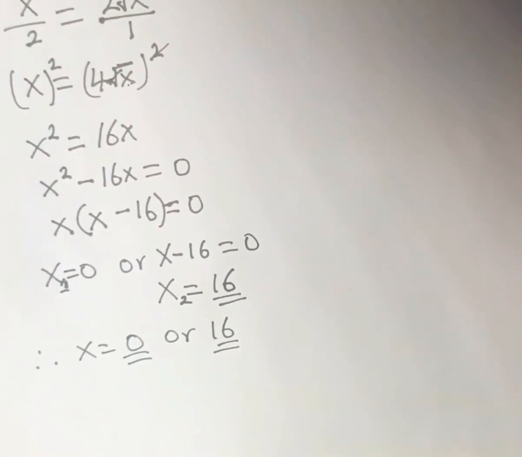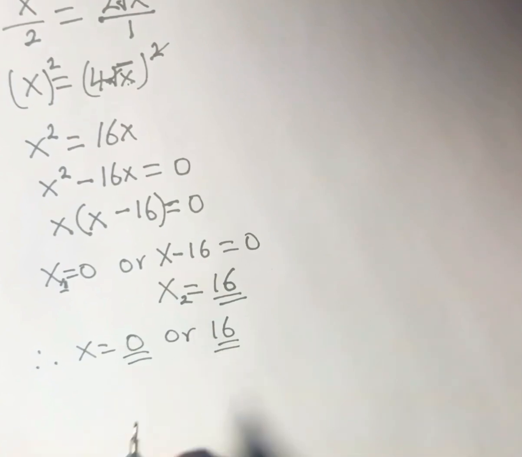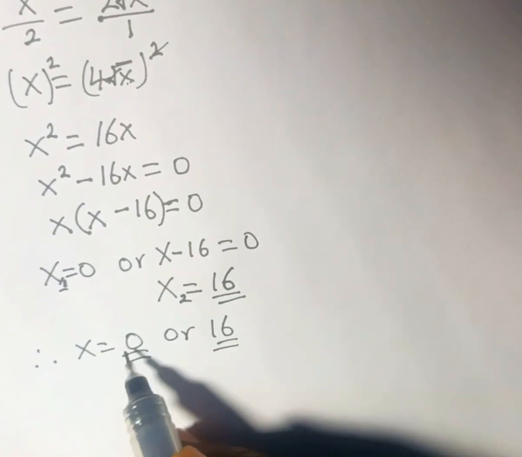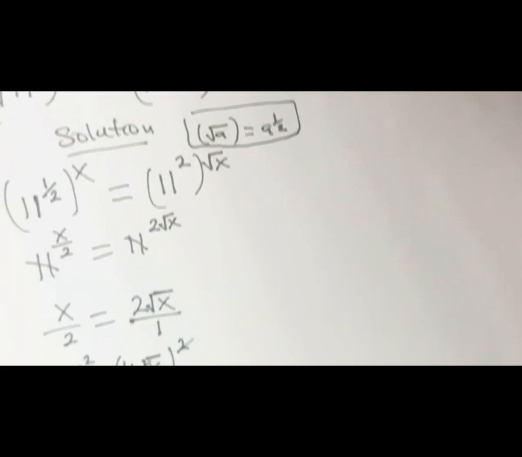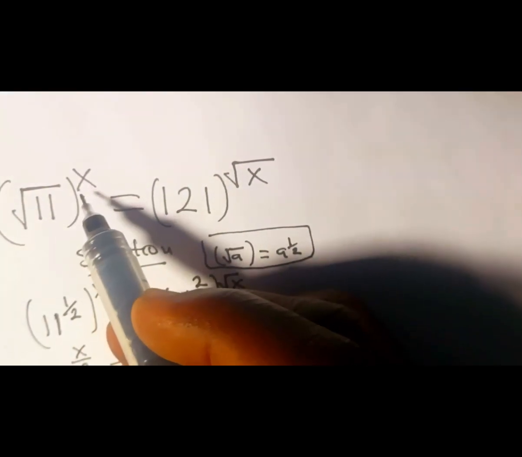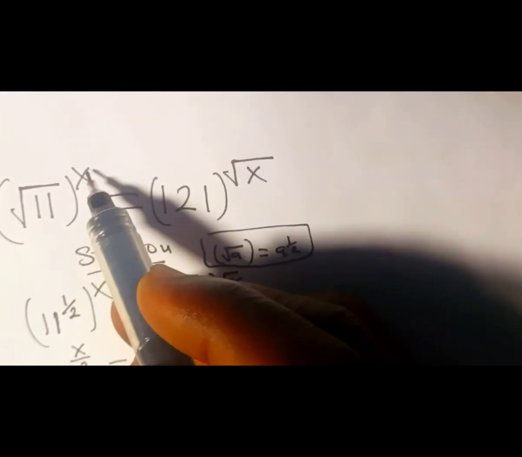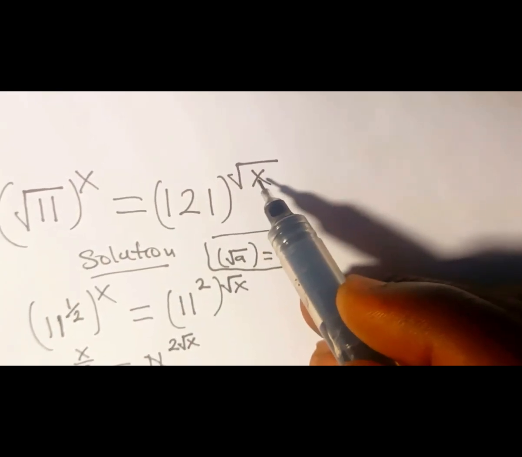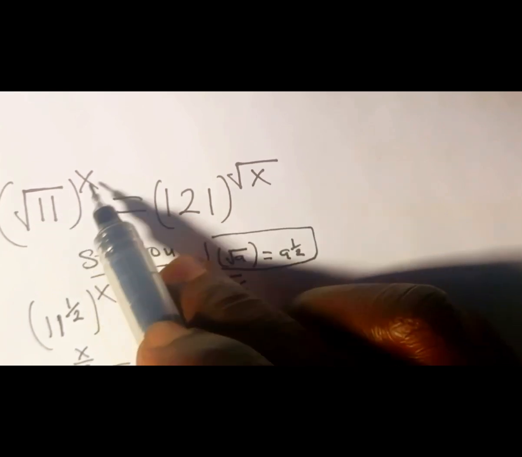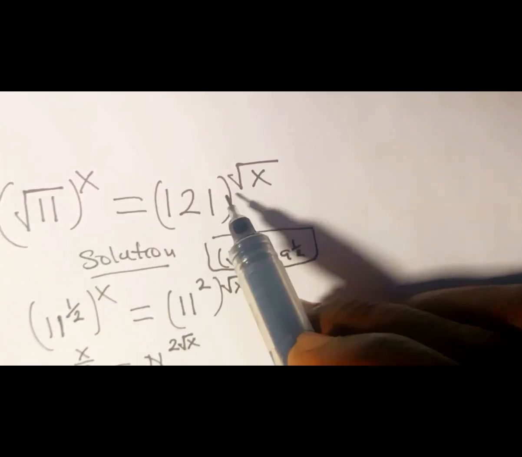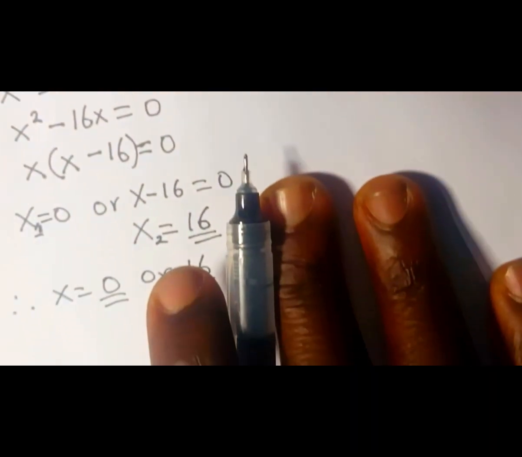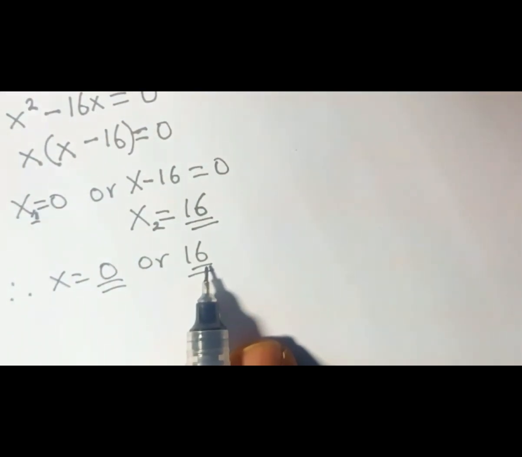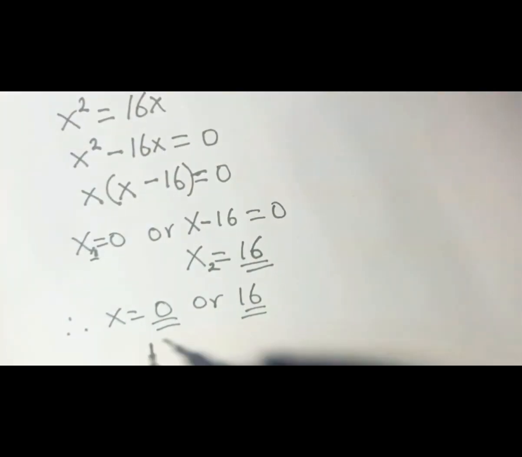But for you to confirm that these two answers really satisfy the equation, in place of x, the first value of x is 0. When you substitute 0 into this main equation, you are going to see that this is raised to the power of 0, and also when you substitute 0 here, it's raised to the power of 0. And anything to the power of 0 is 1, so 1 is the same as 1. And similarly, when you substitute x equal to 16 back into the equation, you are going to see that the left hand side is the same as the right hand side. So therefore, these two values of x satisfy the equation.